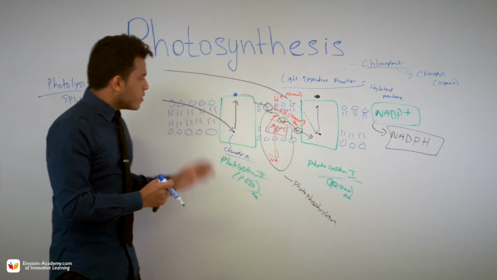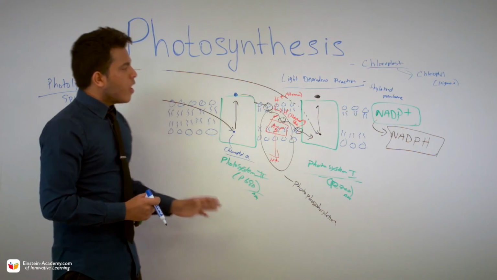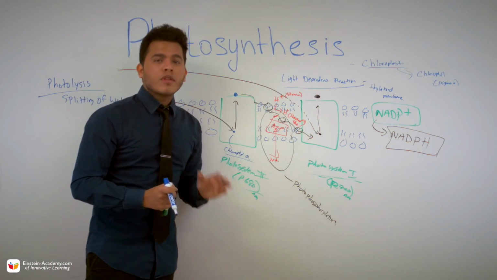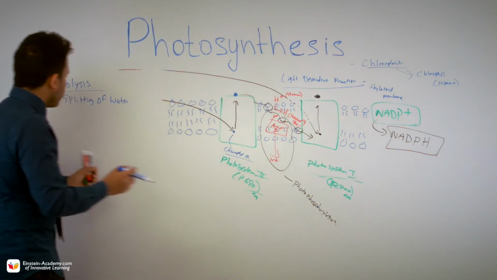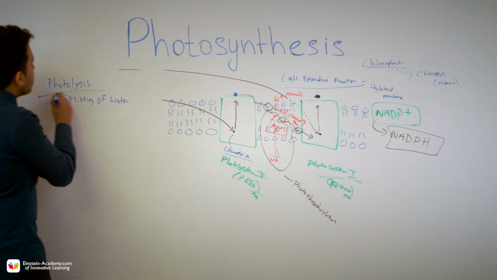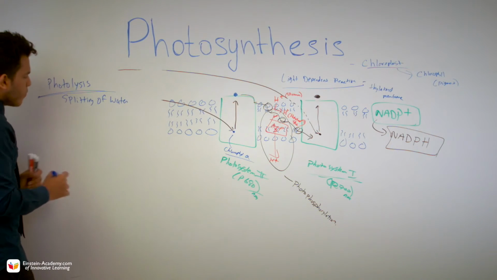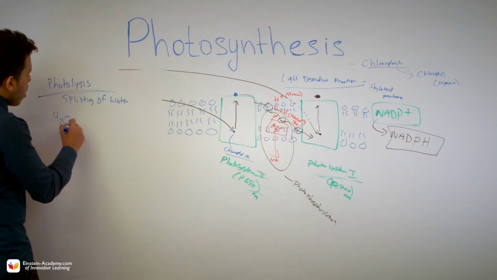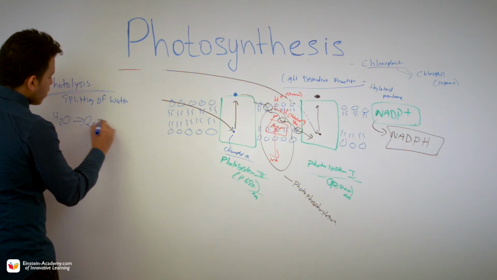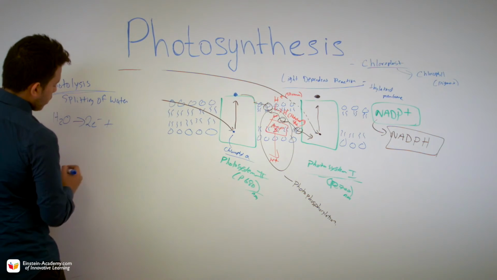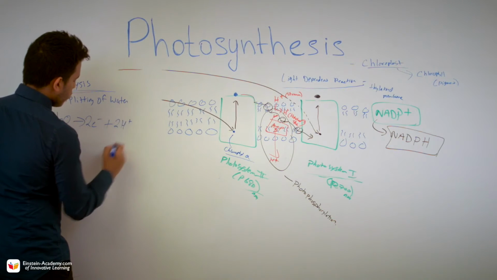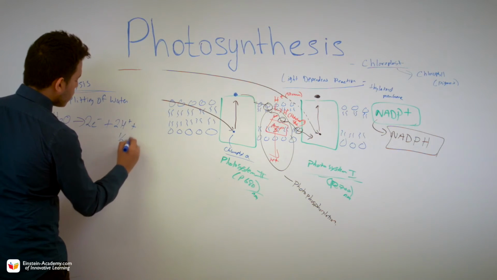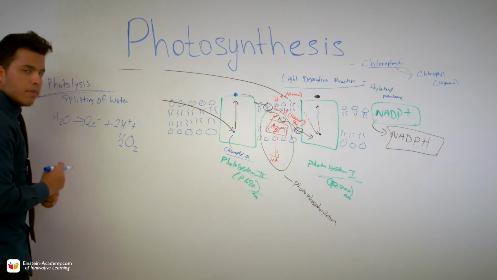But now you can understand, why do we need to water it? Why do we need sunlight? What happens, when it happens? All this, you'll be able to explain the basics now. So photolysis, splitting of water. We're going to split water into two electrons, 2 proton ions, and a single oxygen molecule.